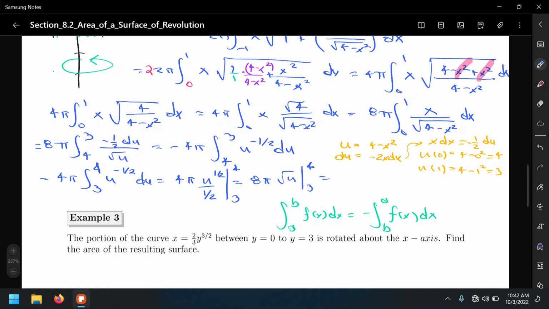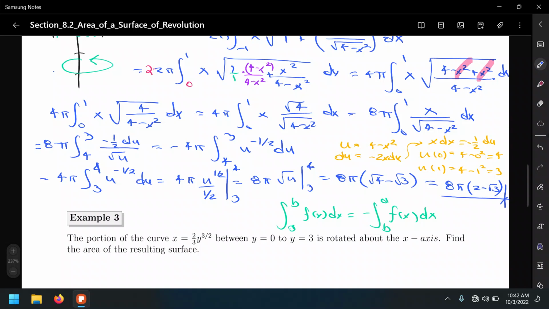And this will be 8 pi times root of 4 minus root of 3, which reduces to, well, the only quantity that we can simplify exactly is the square root of 4, which happens to be 2. So the final result is 8 pi times 2 minus root of 3. Okay?